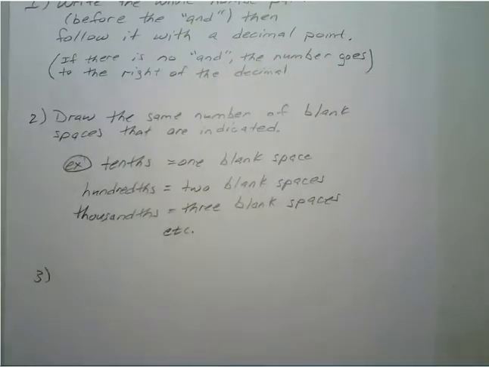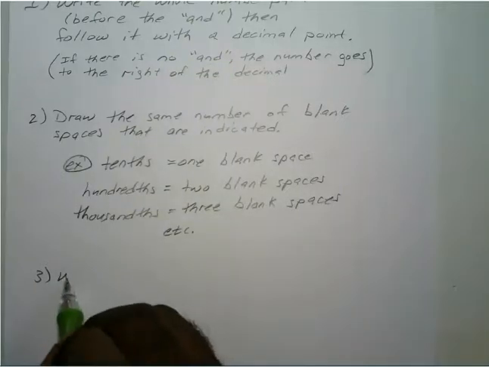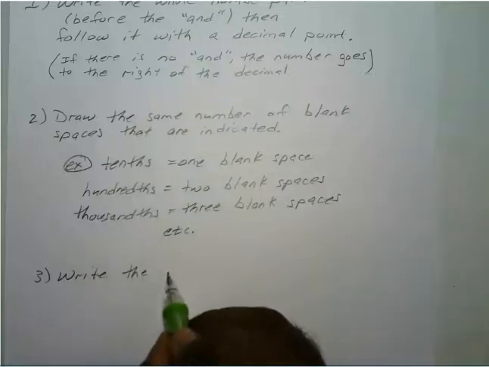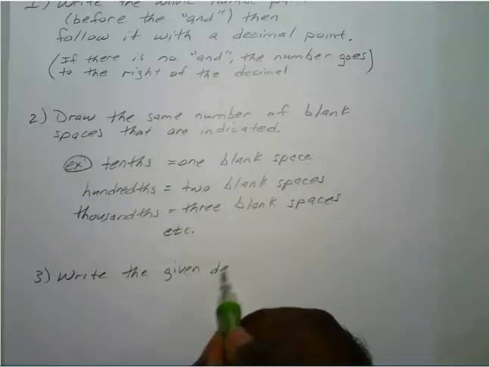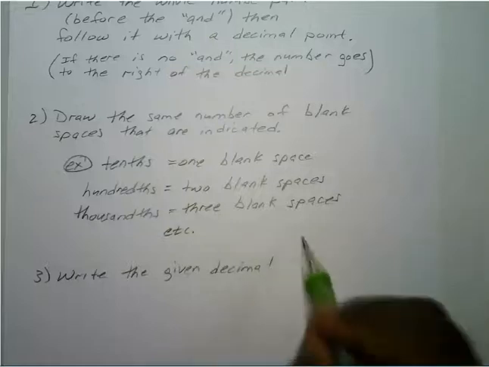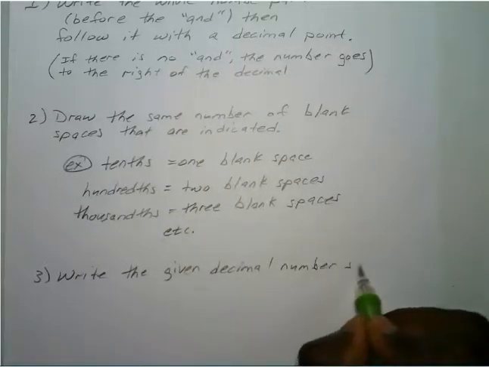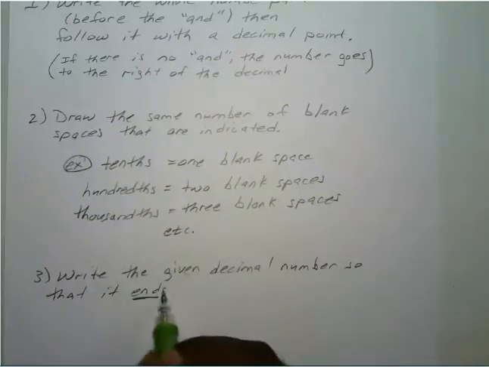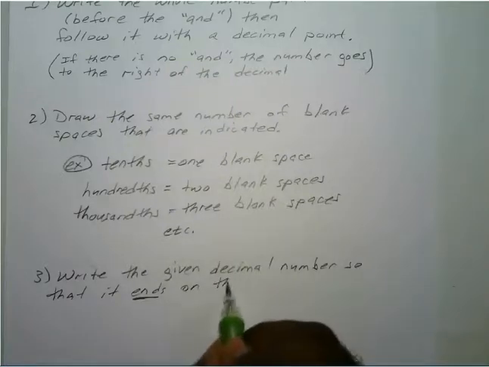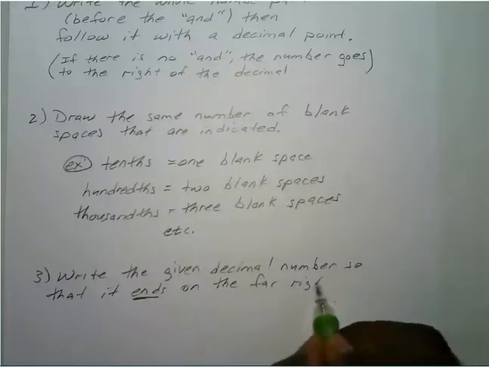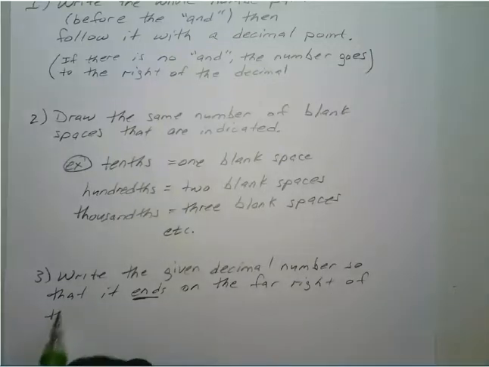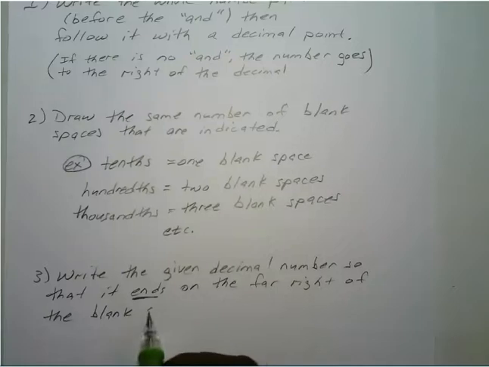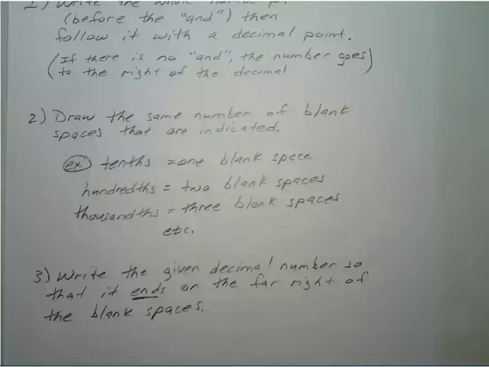Okay, now the third step is you're going to write the given decimal number so that it ends on the far right of the blank spaces. Okay, fill the remaining spaces with 0.